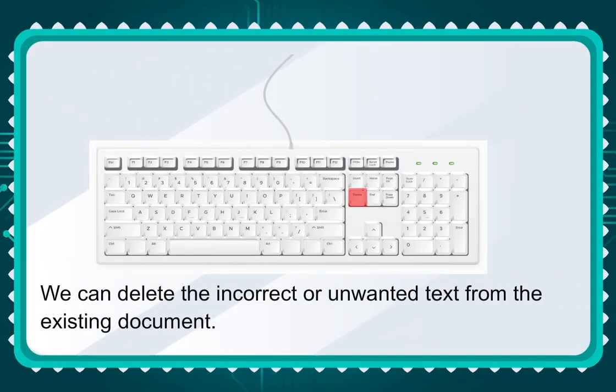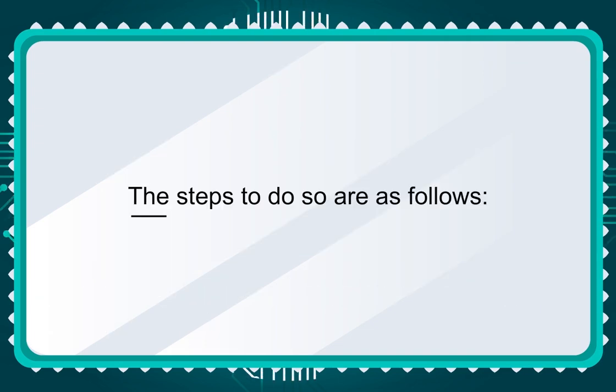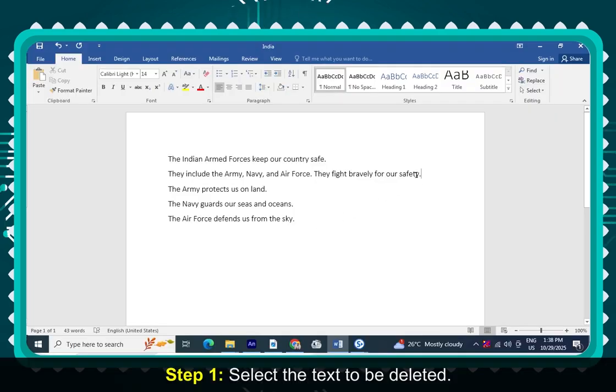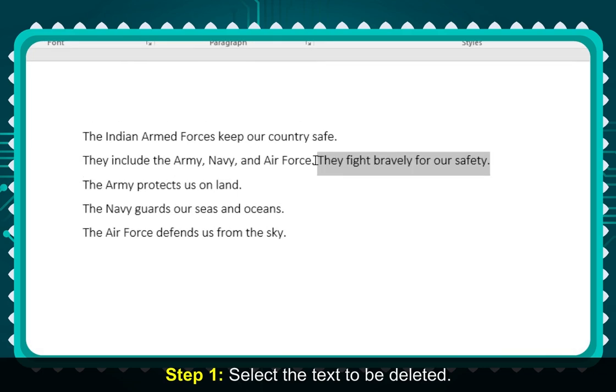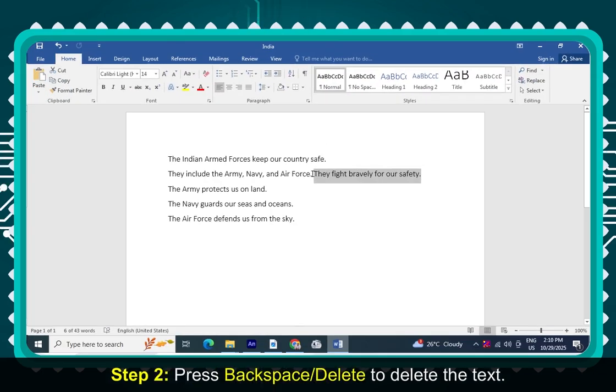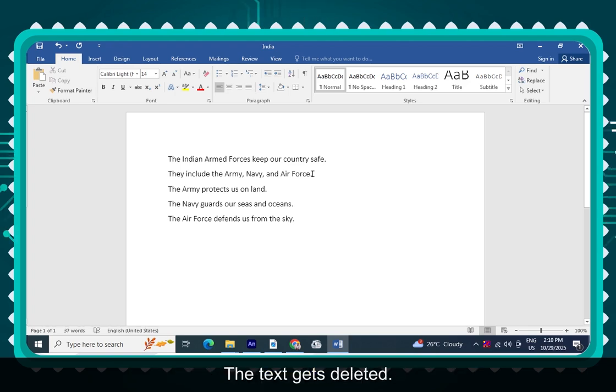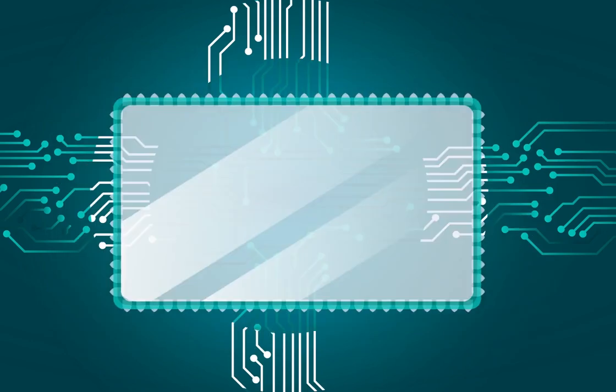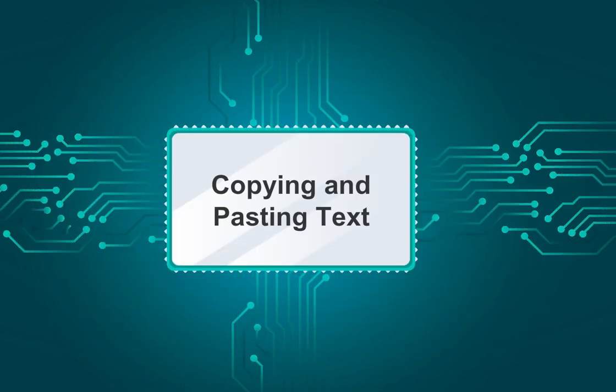Deleting text. We can delete the incorrect or unwanted text from the existing document. The steps to do so are as follows. Step 1. Select the text to be deleted. Step 2. Press backspace or delete to delete the text. The text gets deleted.